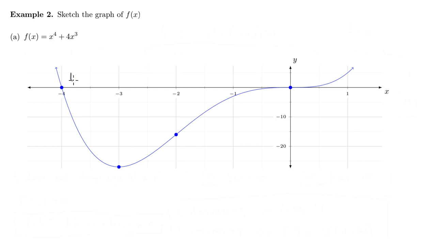So this was an intercept, -4, 0. This was a local minimum, -3, -27. That's what it was. Yep. This was -2, -16, so an inflection point. This was our local min. This was another inflection point, 0, 0. So it changed concavity. And now here's what I really want you to notice.